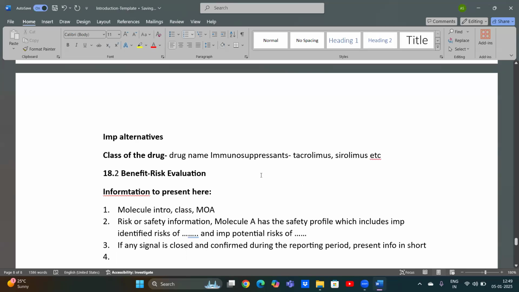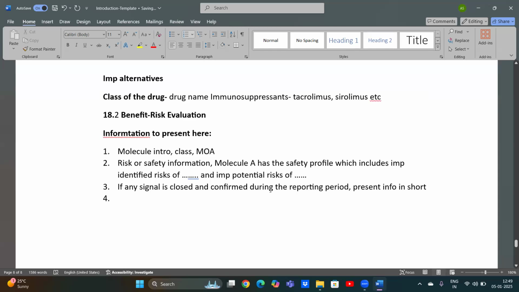Then once the safety information is completed, you will write another paragraph for efficacy information. What efficacy information? Whatever clinical studies during the reporting period, if you have found some new efficacy information, you will present it here. If there is none, then you will write that there is no change in the efficacy information from the previous reporting period. In the same manner, you can write. And then finally, the conclusion paragraph.